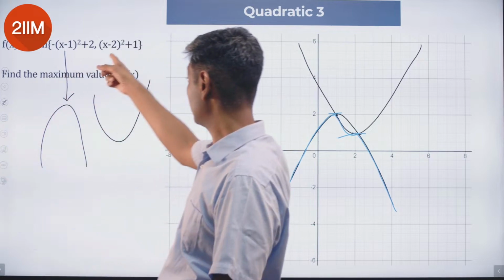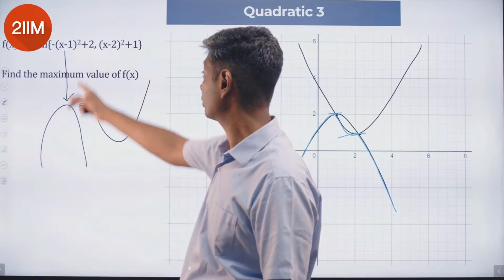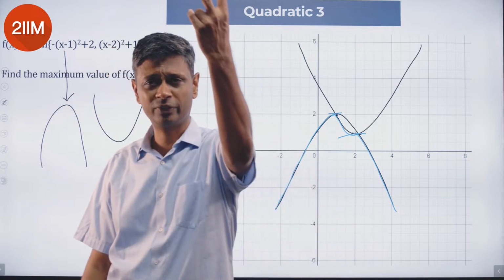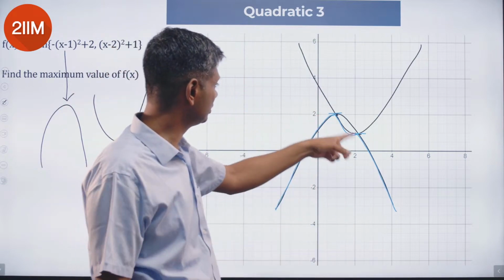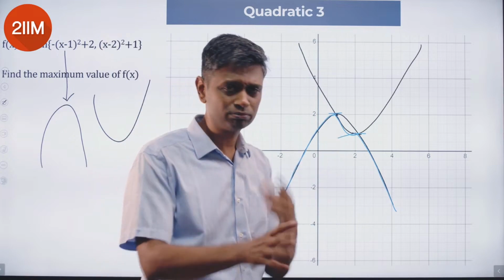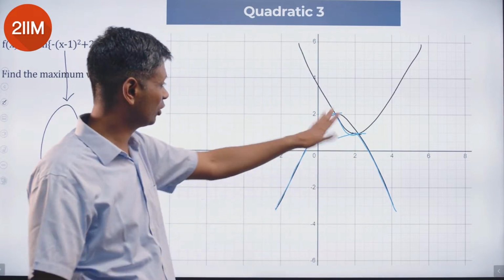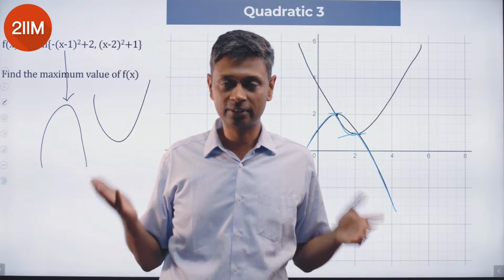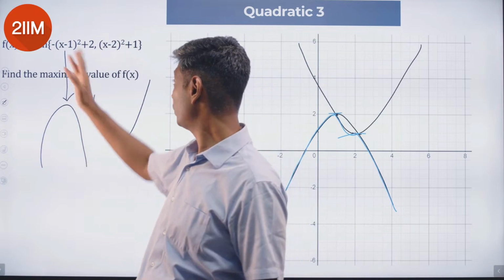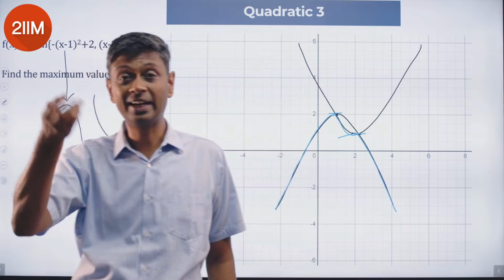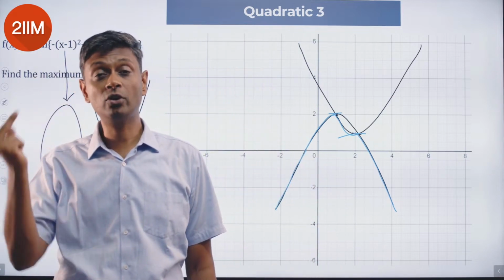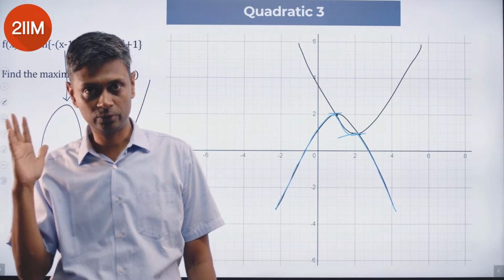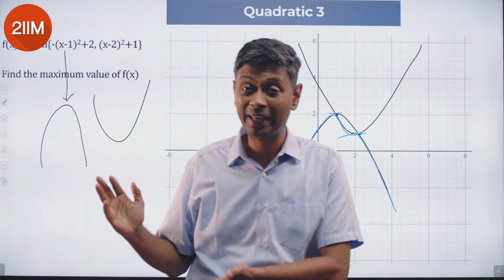Suppose I'm given this question in the exam. What am I doing? I'm saying minus of x minus 1 whole square plus 2 is equal to x minus 2 whole square plus 1. You need two values of x. What will be the two values? X equal to 1, x equal to 2 or 2 point something, depending on what the value is. For both, I'll find the functional value. Whichever one is higher, that's my answer. So just equate these two, solve for x, get the two meeting points, find f of x at the two meeting points. Whichever is higher, that's my maximum value. That's what I'll do algebraically, mechanically.